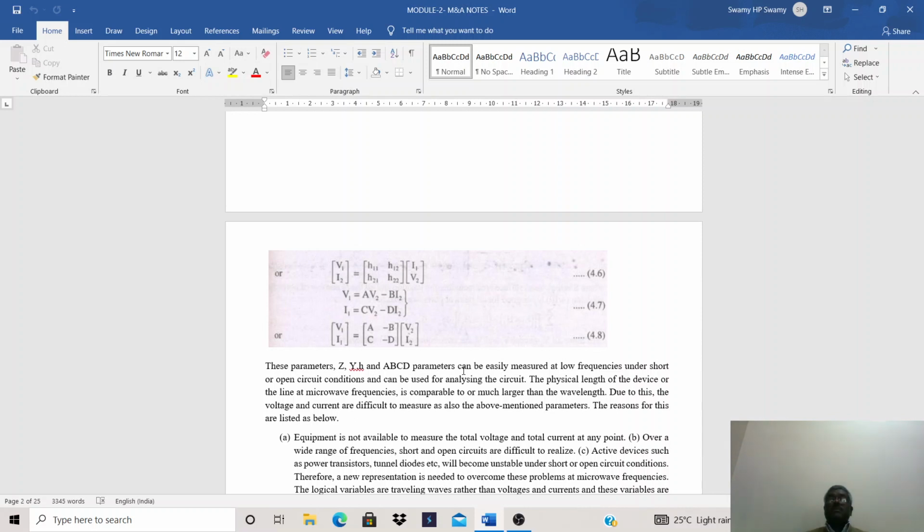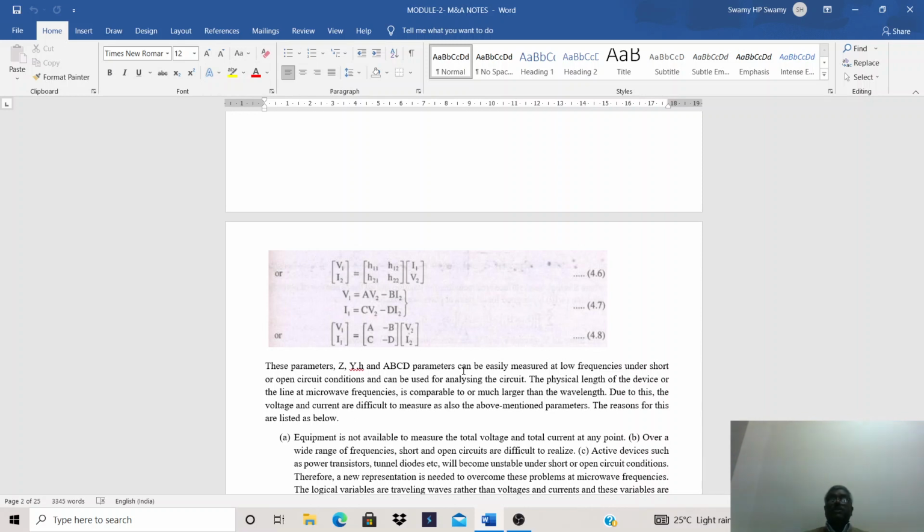These parameters can be easily measured at low frequencies under short circuit or open circuit conditions, and this can be used for analyzing the microwave circuits. The physical length of the device or line at microwave frequencies is comparable to or much larger than the wavelength.